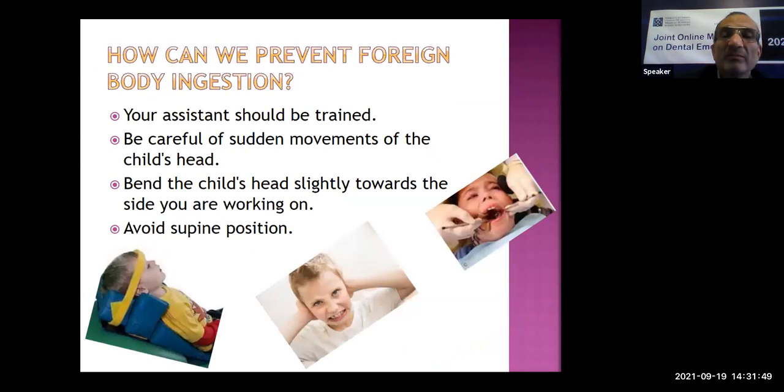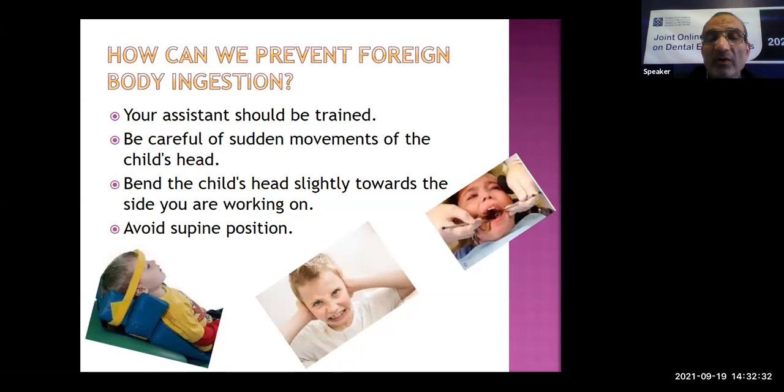How can we prevent foreign body ingestion? Another item that we must pay attention to is our dental assistant. It is better to train our assistant to help us during the dental procedure. As I said, in Iran, we have a special course for dental assistants in the pediatric dental office or for general practitioners that work more with children.